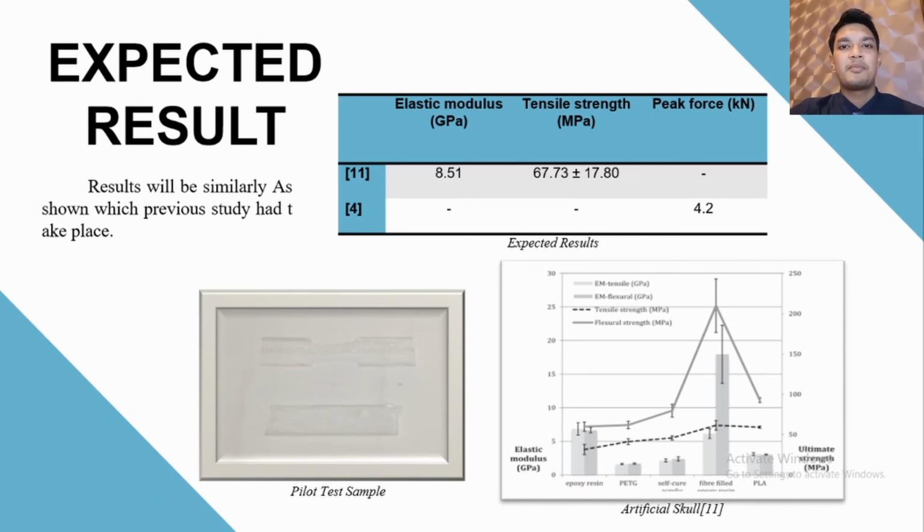Expected result. A pilot test sample is prepared as shown. The expected or preliminary results will be similar to the previous studies. Peak force or impact strength at 4.2 kN, tensile strength at 67.73 plus minus 17.80 megapascal, and the elastic modulus at 8.51 GPa. Some mechanical properties of artificial implanted skulls are concluded in the graph.